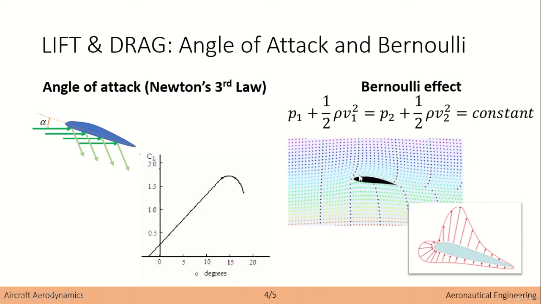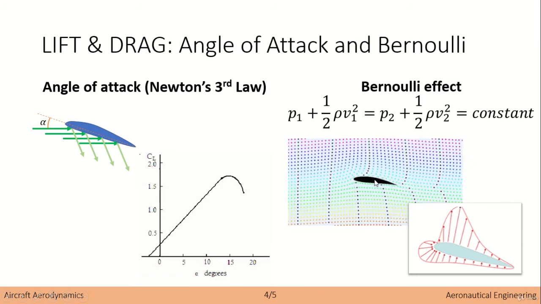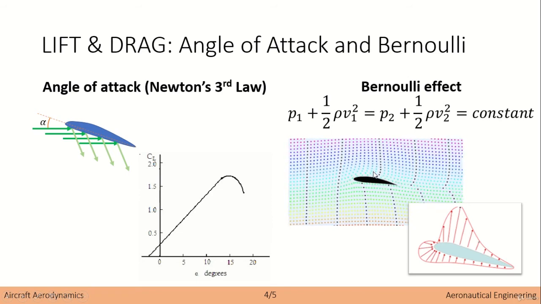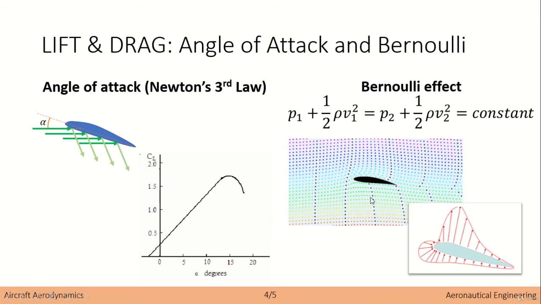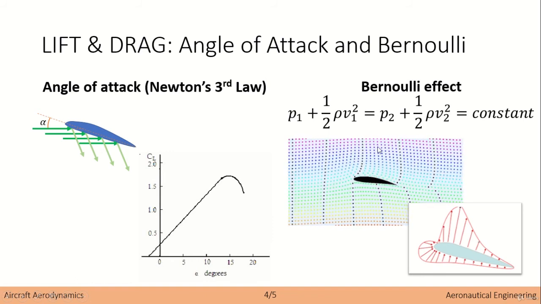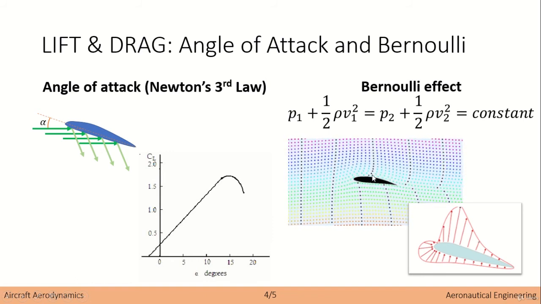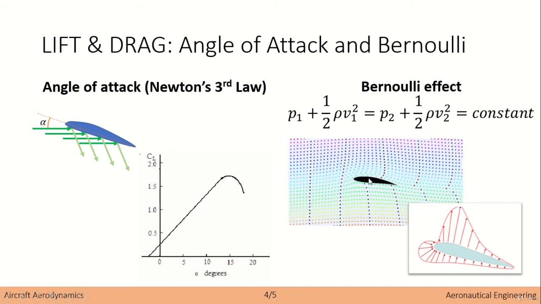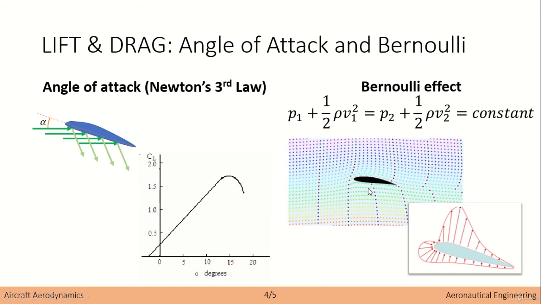So the Bernoulli effect is just that, the relation between velocity and pressure, and how that implies a difference in pressure on the airfoil, because the pressure on the upper part is lower than on the lower part, and therefore you have a net force, okay? And this net force is the lift. Right, so this is kind of what you need to know, angle of attack and Bernoulli effect.